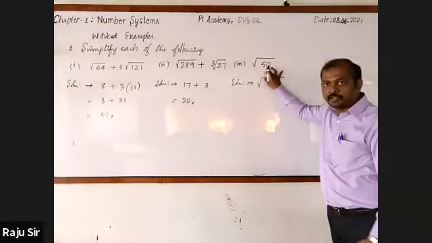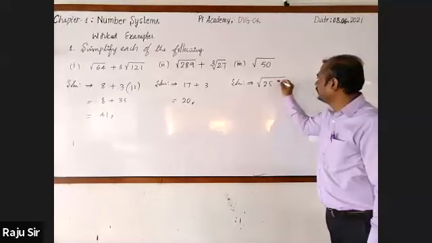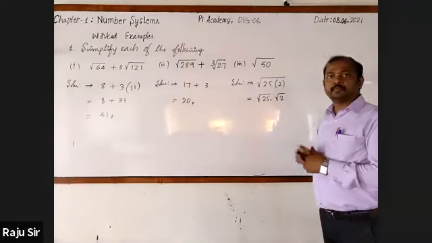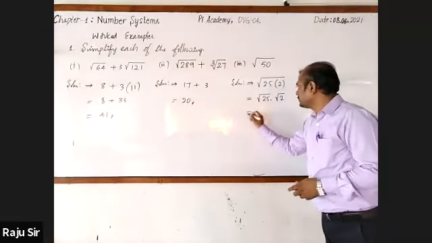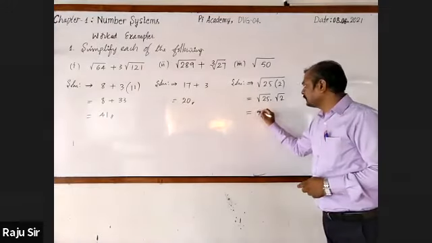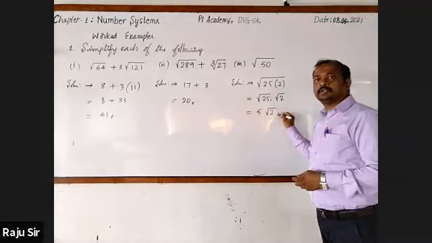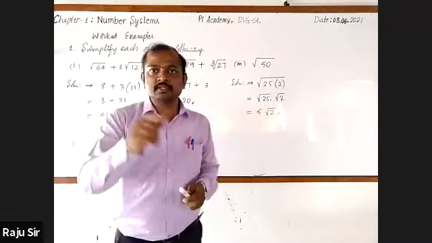See, 50 can be written as 25 into 2. Now, this rule is applicable to both 25 and 2, whereas the square root of 25 is 5. We are very familiar with that. Into root 2. That's all. Vibha, did you understand? Yes, sir. Okay.